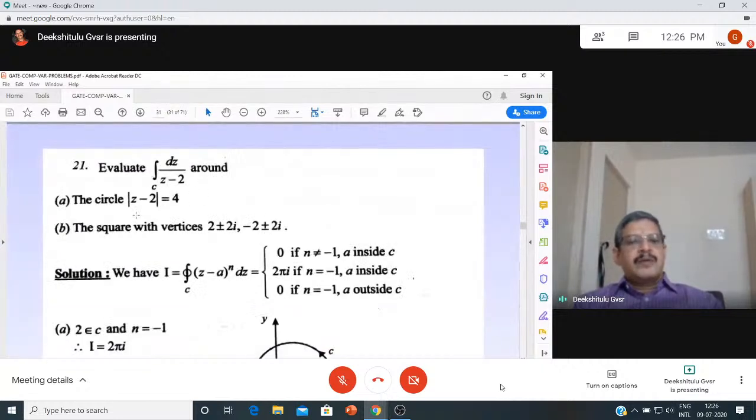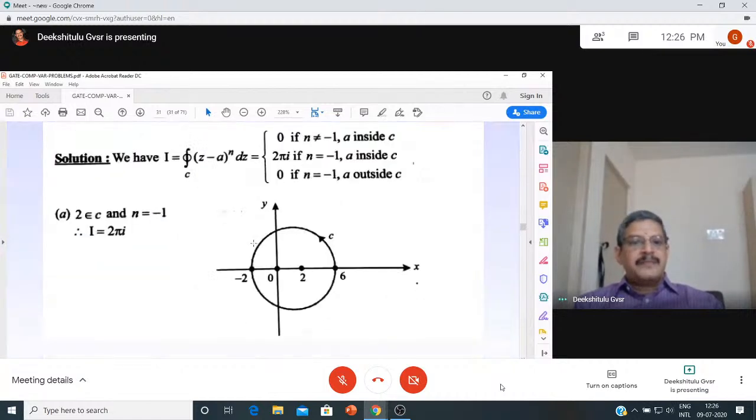The integral of dz by z minus 2 around mod z minus 2 is equal to 4. The denominator z minus 2 is zero at z is equal to 2, so this is the pole. Substitute here: 2 minus 2 is 0, which is less than 4, so it lies inside. Whenever it lies inside, we apply Cauchy integral formula, 2 pi i into f of z naught. Here f of z by z minus z naught, so f of z is 1, and the answer is 2 pi i.